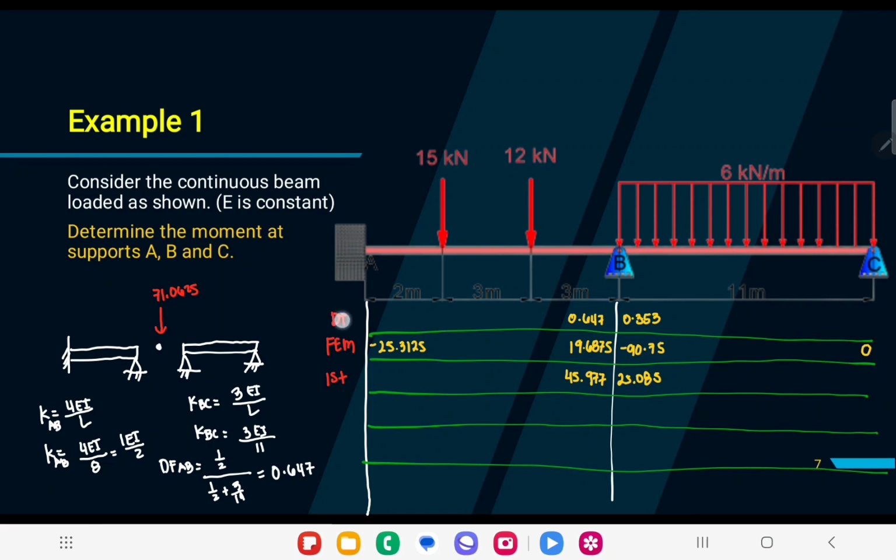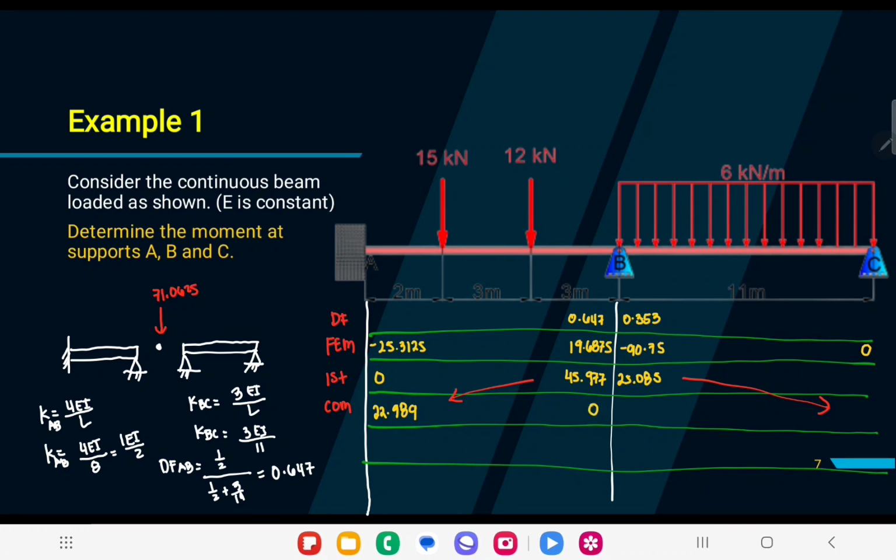So, yan na yung tinatawag natin na first distribution. So, ito yung DF. Okay? So, since fixed support yan, hindi naman natin siya in-unlock. So, 0 yung distribution dyan. And then, 0 rin to. Okay? So, next is that, kailangan na natin siya i-carry over. So, yung kalahati nito, lilipat ko doon. Ayan. And then, kalahati nito, lilipat ko doon. Okay? So, gagawin ko yan. So, half of 45.977 is equal to 22.989 kilonewton meter.